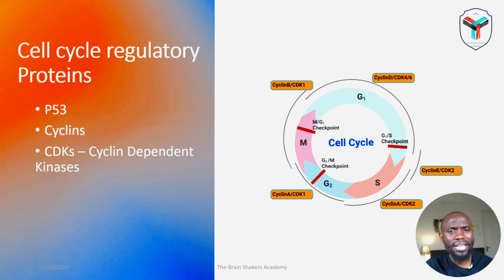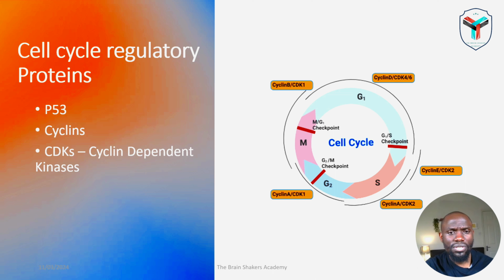Now, you also have cyclins. Cyclins are a group of proteins that are produced at every level of the cell cycle. If you are in the G1, you find that they are G1 cyclins. If you are in the S phase, you have S cyclins. If you are in the G2, you have G2 cyclins. If you're in the mitotic phase, you also have the mitotic cyclins.